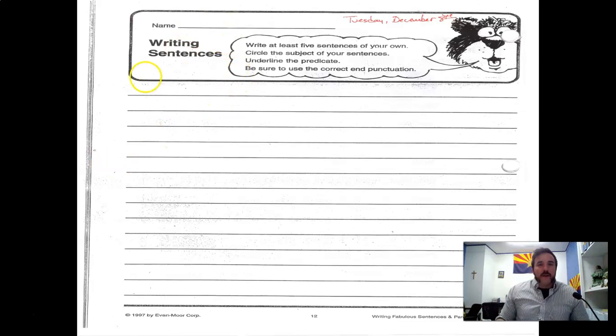Okay? And then please notice, circle the subject of your sentences and underline the predicate. Be sure to use the correct end punctuation. Remember what we said earlier. Start each sentence with a capital letter. You need to get in that habit, and you need to do that correctly. And you need to end it with an end punctuation, a period for a statement or a command, a question mark if you're asking a question, an exclamation point if you have something with emotion.